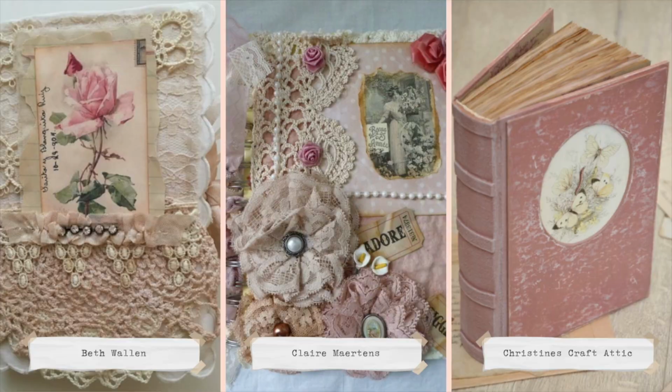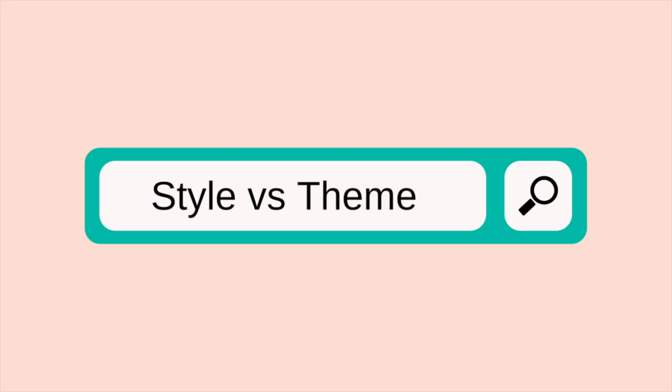Obviously, no two shabby chic journals are going to look alike, but if you put these journals next to each other side by side, you'll see some commonalities in the way that the artists use these elements that are specific to the shabby chic aesthetic. And I would also like to point out that what makes each journal unique within an aesthetic is the artist's choice in style and theme. I've found that we use the terms aesthetic, style, and theme interchangeably when we're talking about the look of our work. However, those are three very different and distinct things.